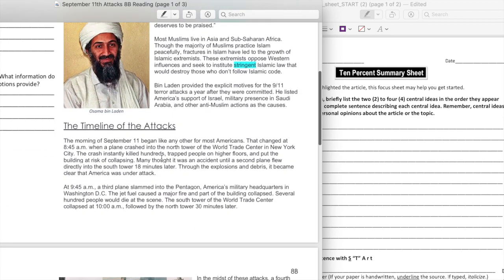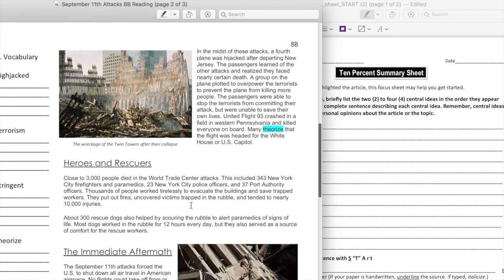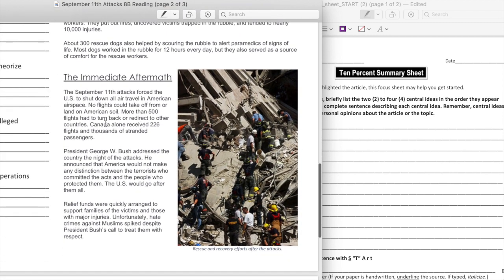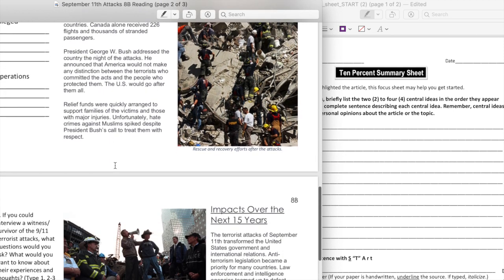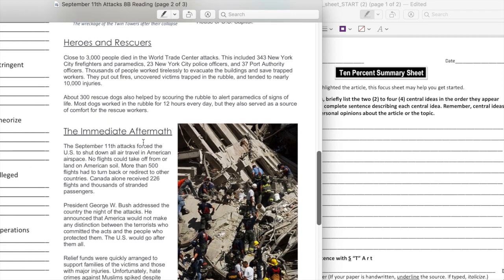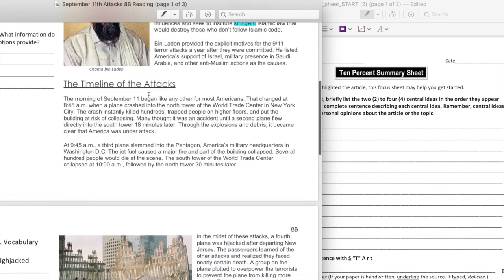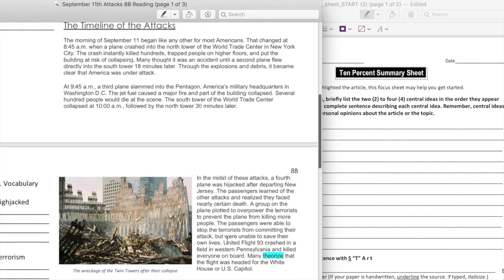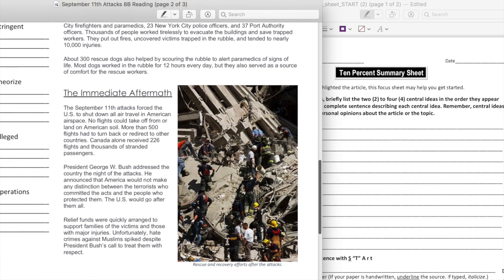The second part is a timeline of the attacks. The third is heroes and rescuers. And the fourth is the immediate aftermath. And then we happen to have a fifth, which is the impacts over the next 15 years. So we're actually going to take each part and give a brief sentence about each section, which is hard to do. You know, you have all of these sentences, paragraphs in some cases. This one has 3. And this one has 3. So there are many, many paragraphs here.